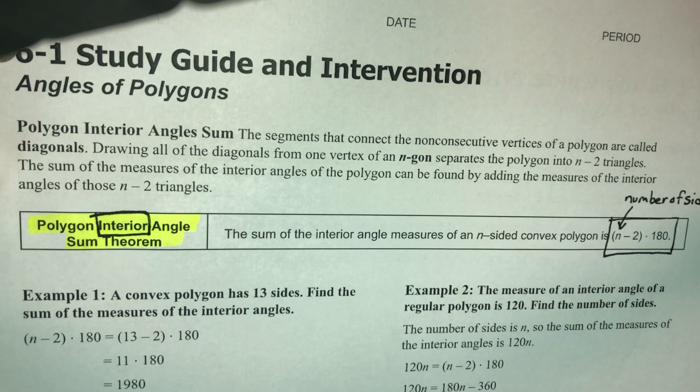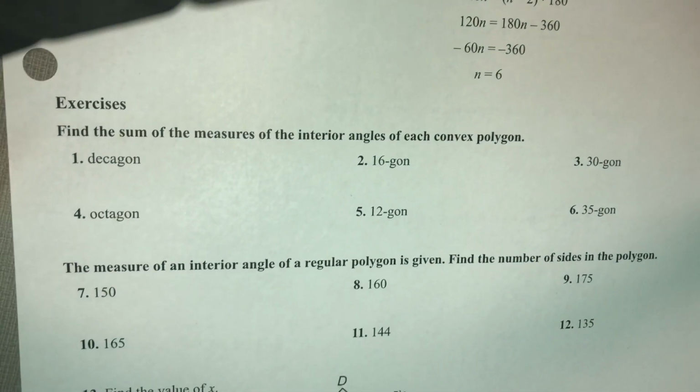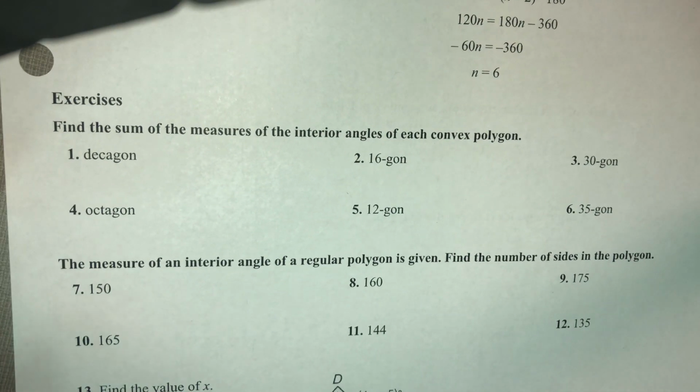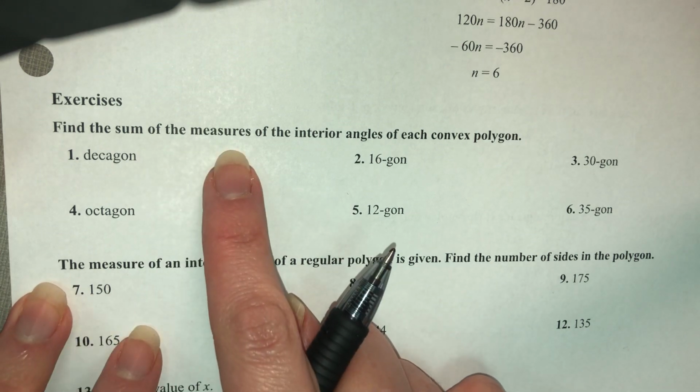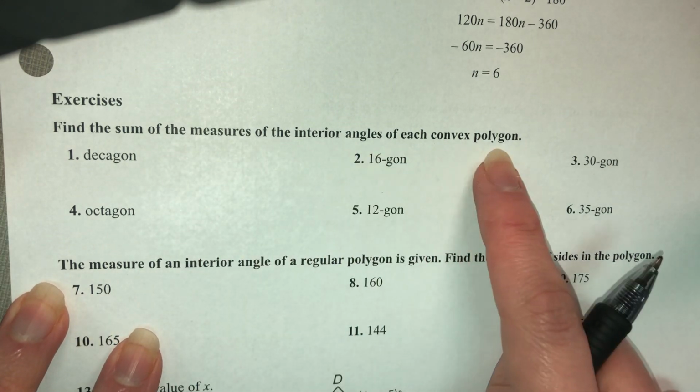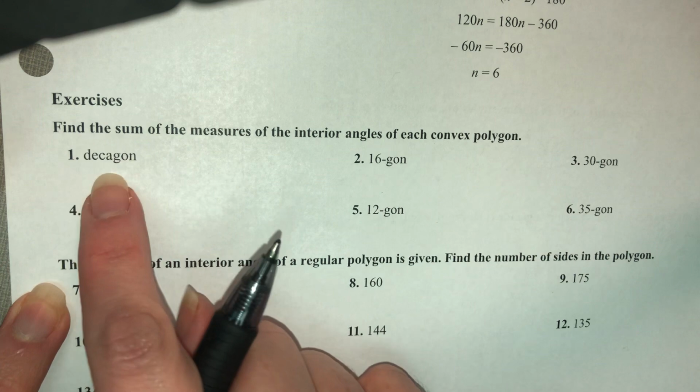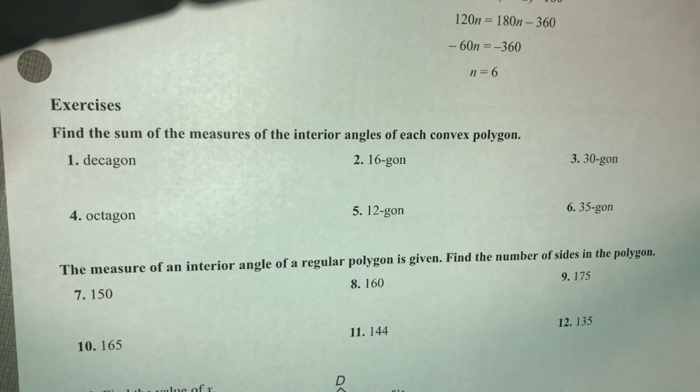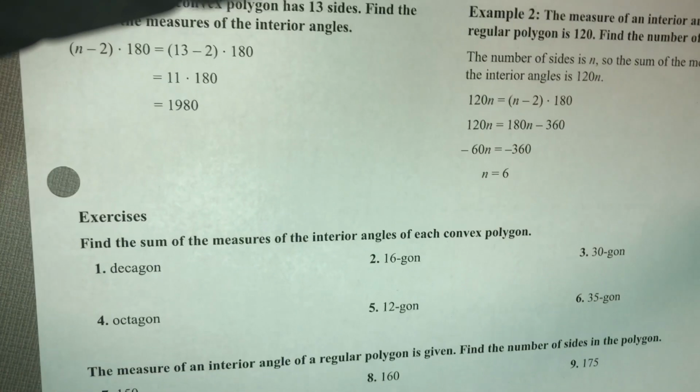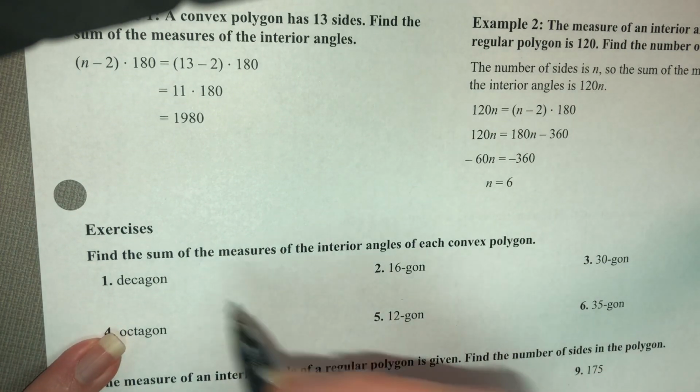So we'll go down here to our exercises to begin. It says find the sum of the measures of the interior angles of each convex polygon. Now the first one is a decagon. Do you know what a decagon is? Do you know how many sides a decagon has? Well, let's make sure that we know those words before we get started.